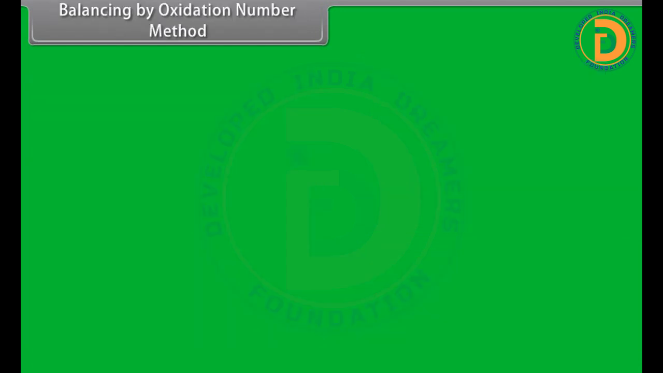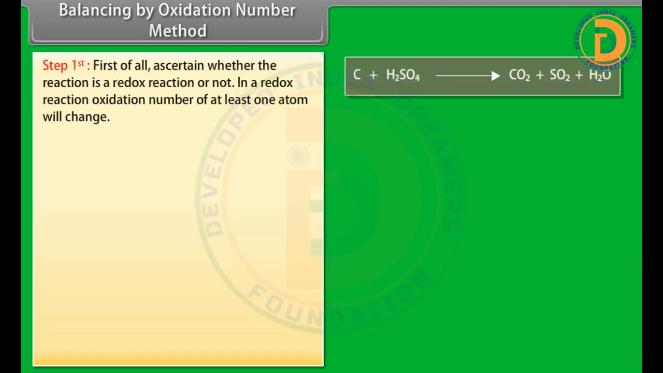Balancing by oxidation number method. Step first. First of all, ascertain whether the reaction is a redox reaction or not. In a redox reaction, oxidation number of at least one atom will change.